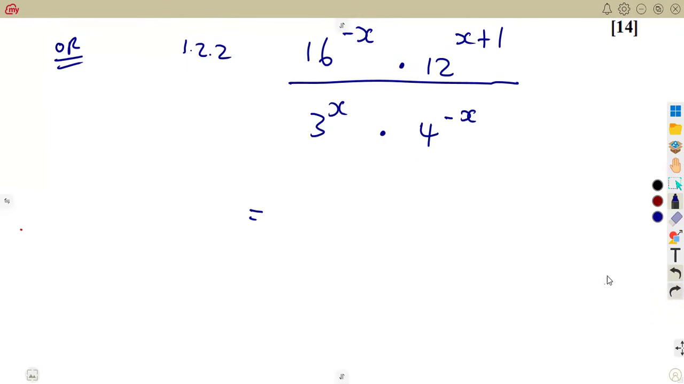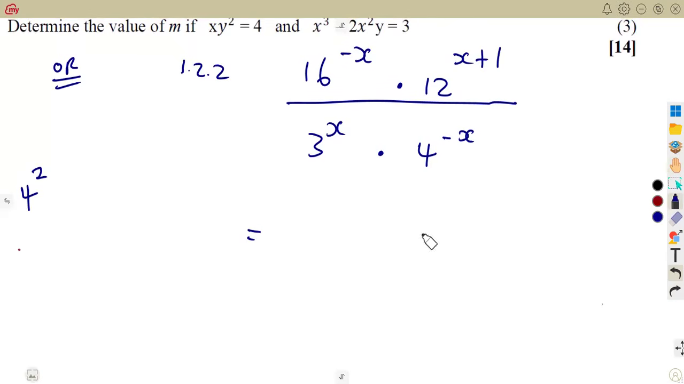This 16 here can be written in the base of 4. So 16 is the same as 4 to the exponent of 2. That's 16: 4 to the exponent of 2 being raised to the exponent of minus x, as we are given. So it will be 4 to the exponent of minus 2x.